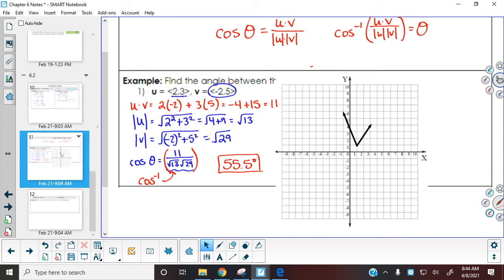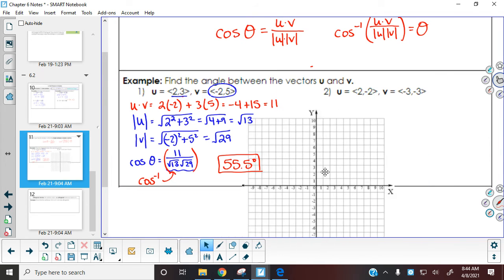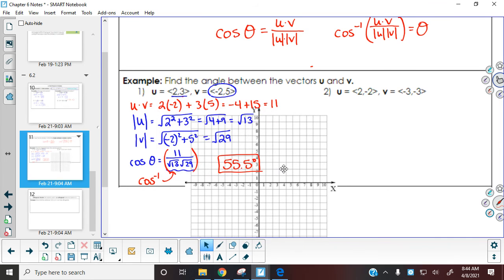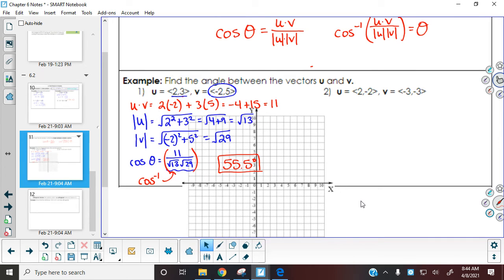Okay, so you could then use that same concept to look at the second one. So let me delete these out of here real quick. And we can go ahead and figure out the dot product of u and v. So again, horizontal components are 2 and -3, so we're going to multiply those two together. Vertical components, -2 and -3. So we end up with -6 plus 6, which gives us 0.